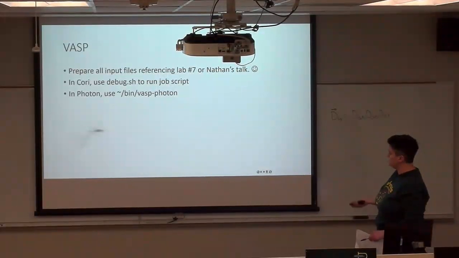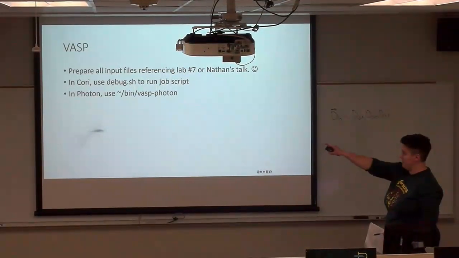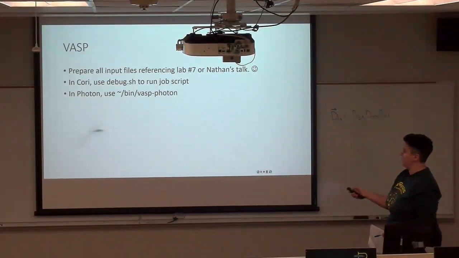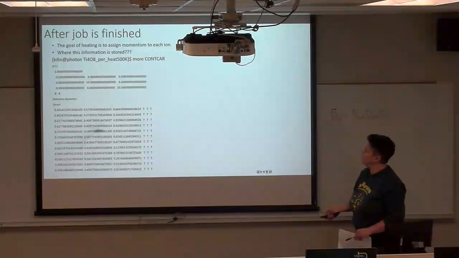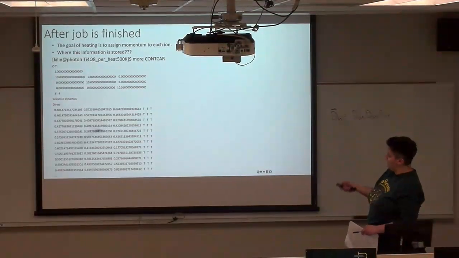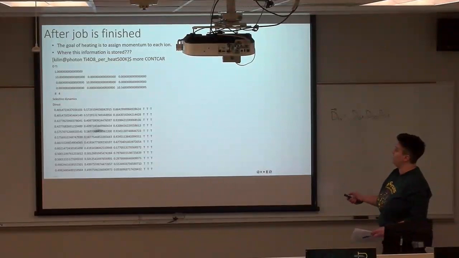So in VASP, for all the input files that we talked about in Lab 7 or the Ignis talk, in Cori we use the debug shell script, and on Photon we use the tilde-bin to run it. Okay, so after the job is finished, the goal is to assign momentums to each ion. So the question is, where is this information stored? Well, it's stored in the CONTCAR.